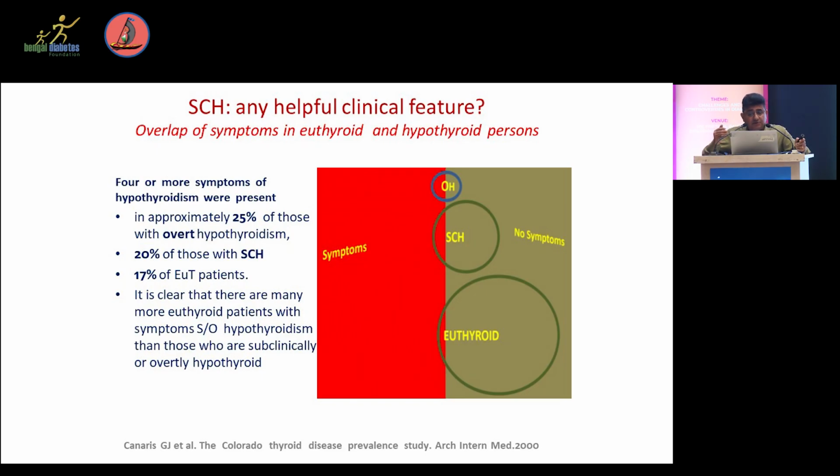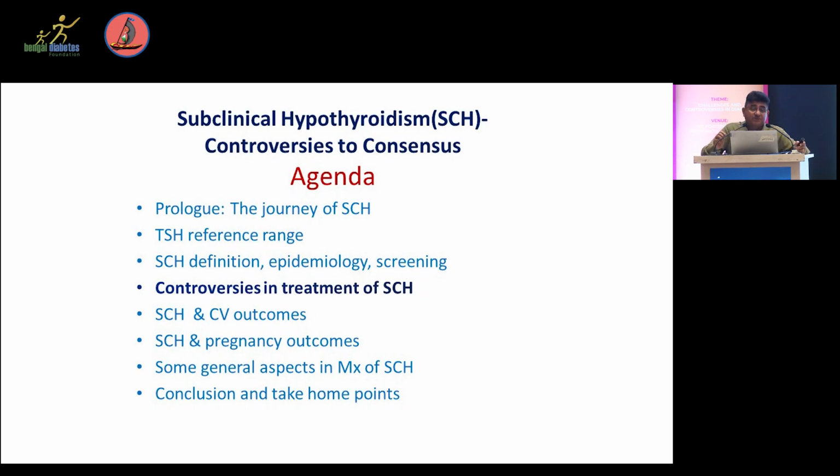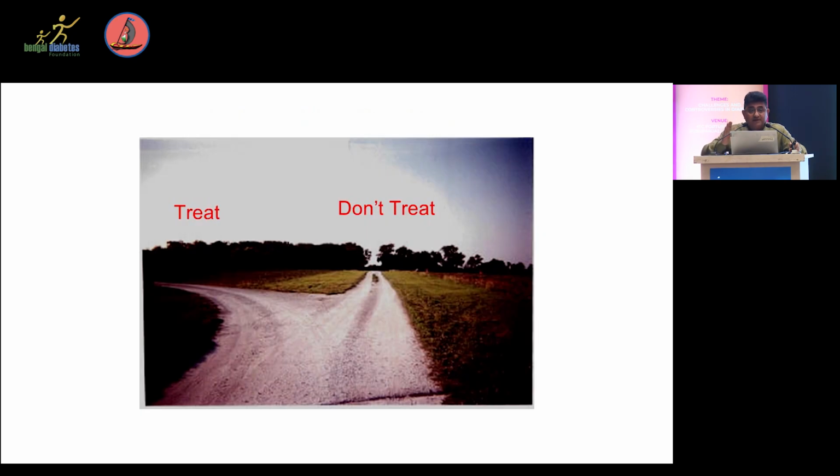Do the clinical features help? It is very interesting again. There are many symptoms of subclinical hypothyroidism which are present in the normal population. So you cannot, based on clinical features or any clinical scoring system, differentiate whether the patient has subclinical hypothyroidism or not, because there is a huge overlap between overt hypothyroidism, subclinical hypothyroidism and the euthyroid population. So clinical features are not that helpful. They are helpful only secondarily, not primarily.